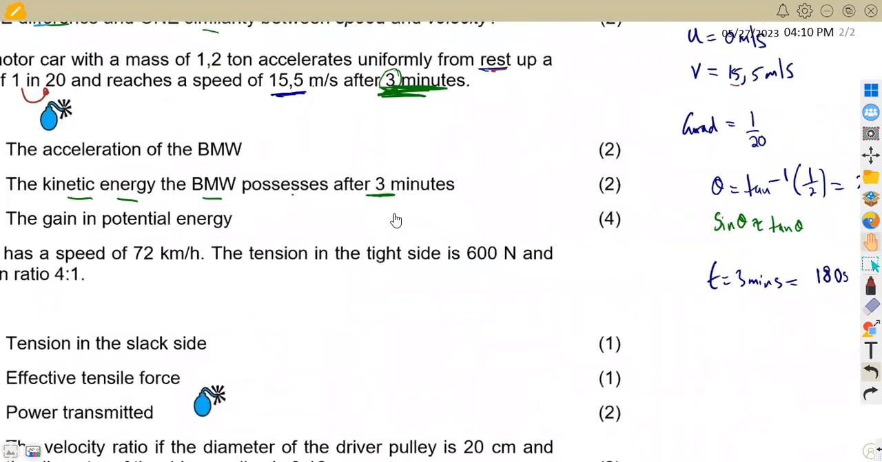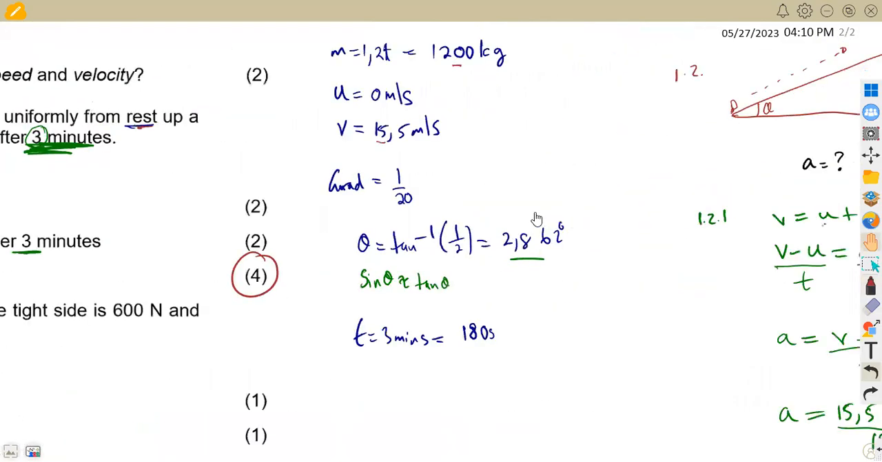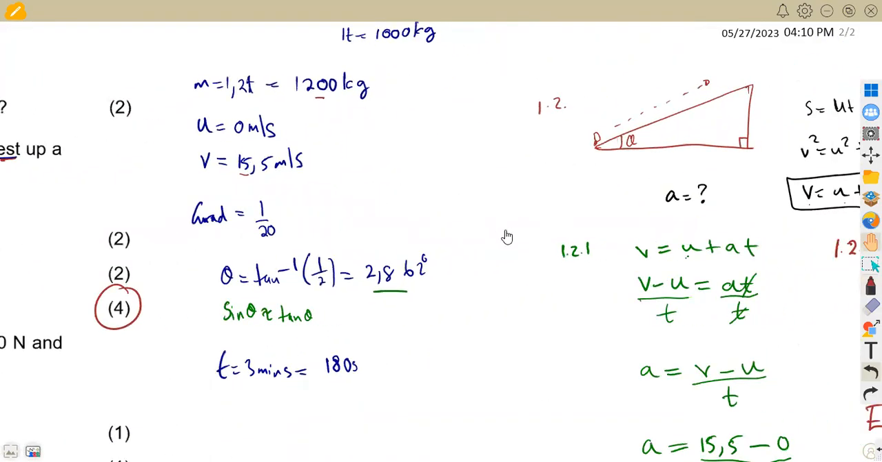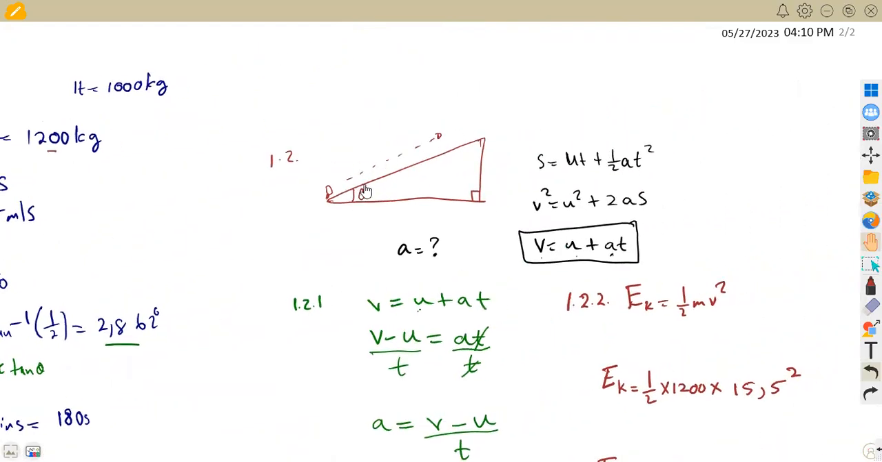All right, so let's check the other part of the question. On 1.23, we have got the gain in potential energy. What would be the gain in potential energy? Which is one of the major parts that you are supposed to consider here. Remember that if we are talking about the gain in potential energy, what we need is to have the height.